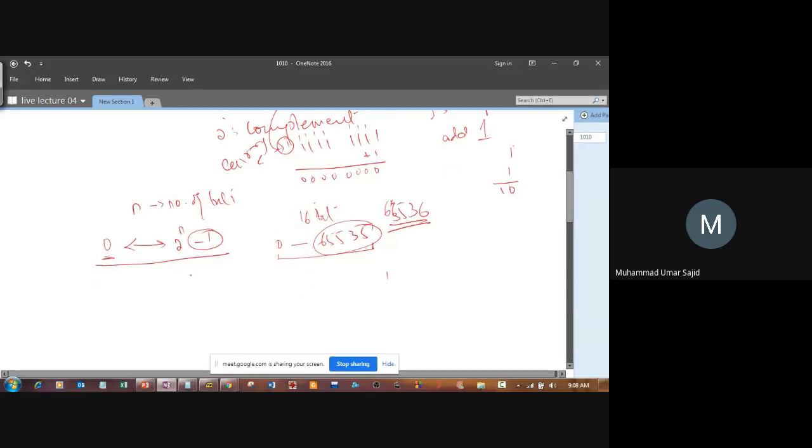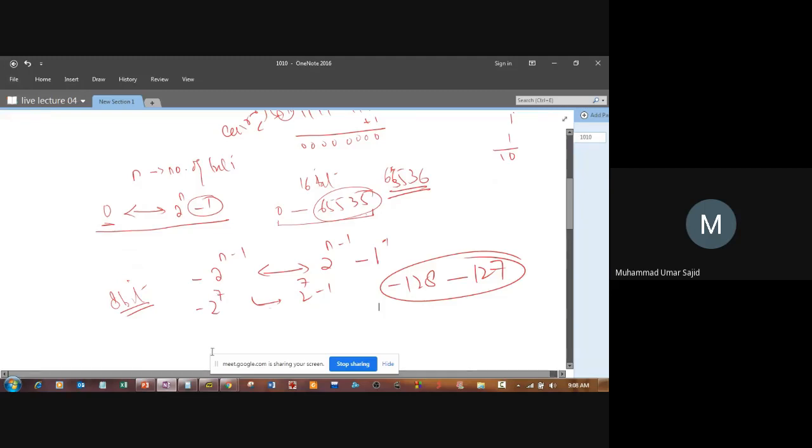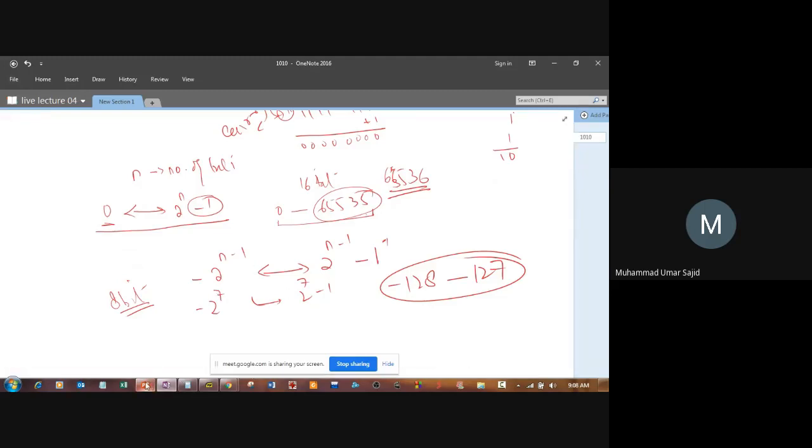And if you have a signed number, the signed number formula was minus 2 to the power n minus 1, all the way to 2 to the power n minus 1, minus 1. So that means that if you have an 8-bit number, you will put 2 to the power 7, and it will go from minus 128 to plus 127. And we are talking about 2's complement representation of signed numbers. They have one more on the negative side, from minus 128 to plus 127. And I've explained that in detail in the recorded lectures.